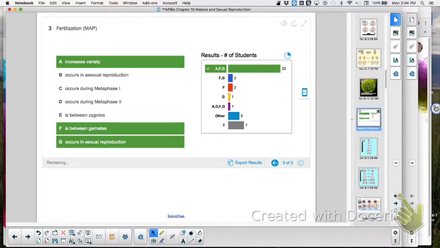Fertilization also increases variety because these were the three: crossing over, independent assortment, and fertilization, because you don't know what sperm is going to fertilize what egg. It definitely doesn't occur during asexual reproduction. It doesn't occur during any of those. It is between gametes, yes. Occurs in sexual reproduction, yes.